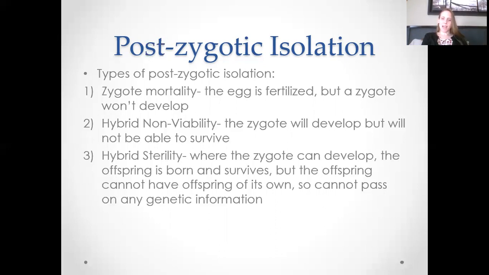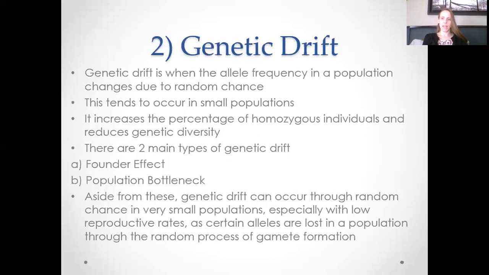And then the third one is hybrid sterility. This is when the zygote develops, so fertilization happens, the offspring is born, it survives, it reaches maturity, but it can't produce offspring of its own. So the hybrid offspring that was produced is infertile or sterile. That's what happens when you mate a horse and a donkey and you get a mule. That is a sterile hybrid that is formed. So those are the types of reproductive isolation that would prevent gene flow.